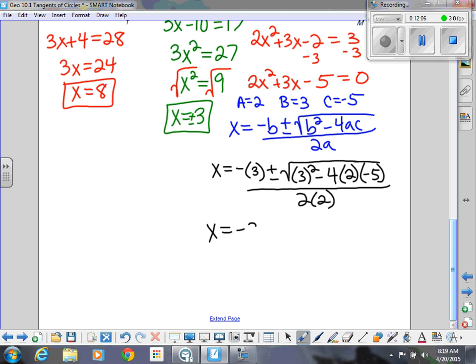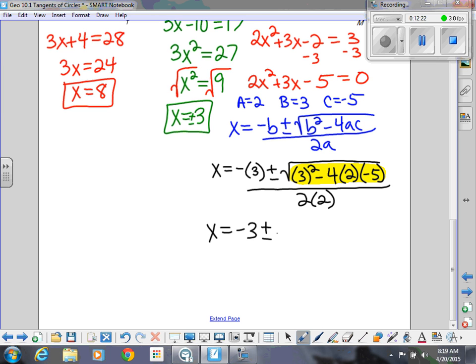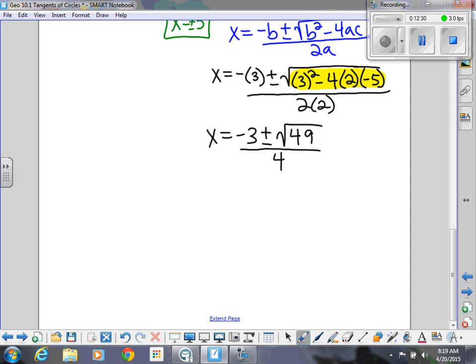So what I would suggest you do is make sure you use parentheses when you type this into the calculator. Just type in the stuff that's underneath the square root. Okay, and if you do that, you should get 49. And then if you do 2 times 2 in the denominator, that gives you 4. And then now we can do the square root of 49. The square root of 49 is simply 7, so I have plus or minus 7 over 4.